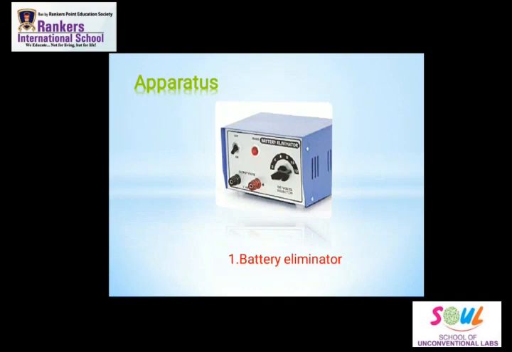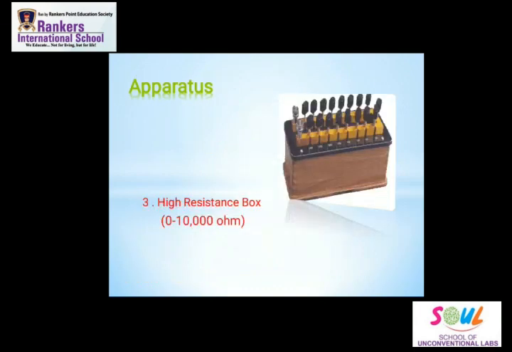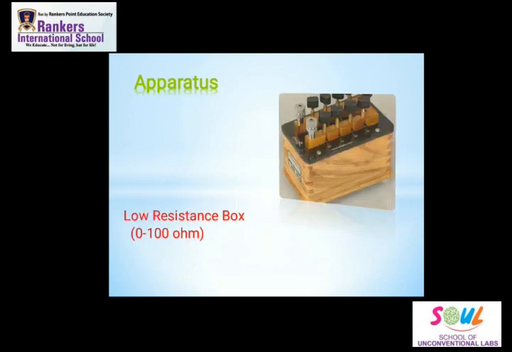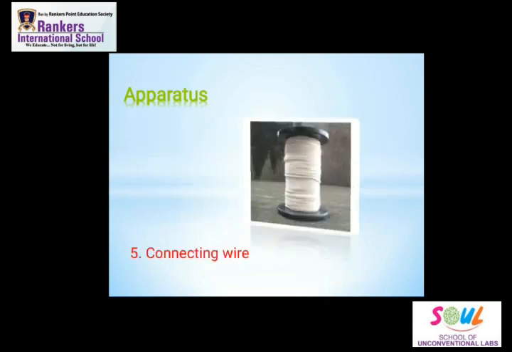Here are the apparatus required for this practical. First one, battery eliminator. Second, the galvanometer. Third, high resistance box. Fourth, low resistance box. Fifth, two one-way keys. And the last, the connecting wires.